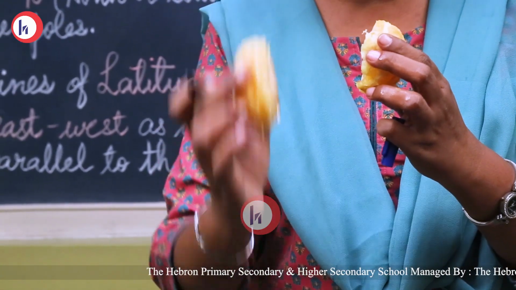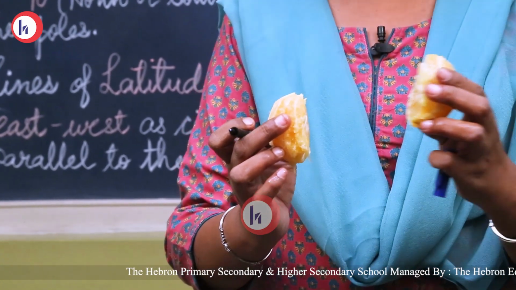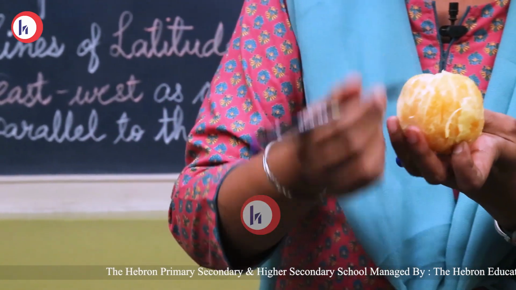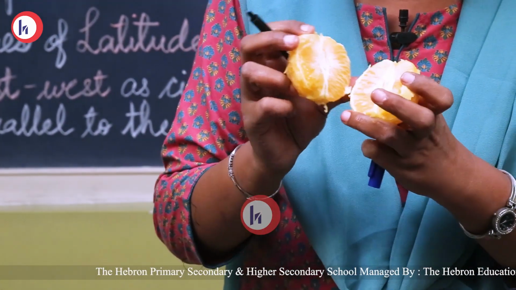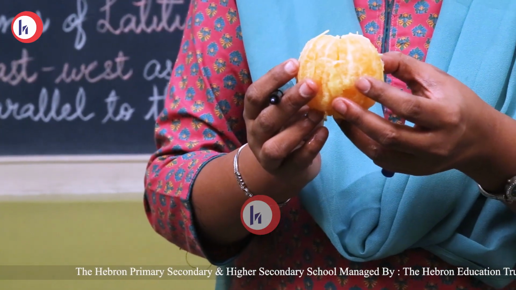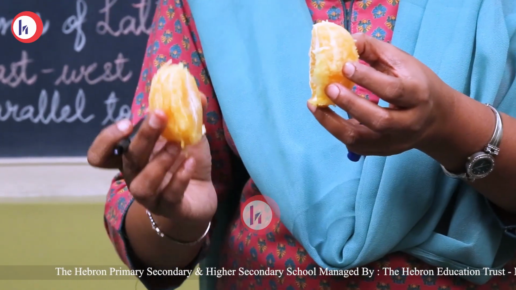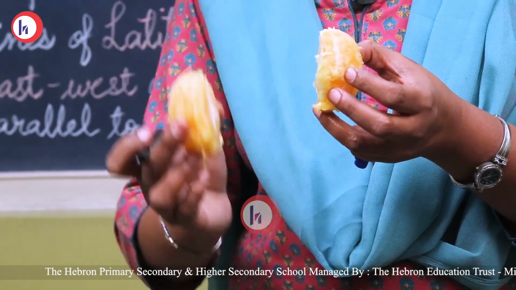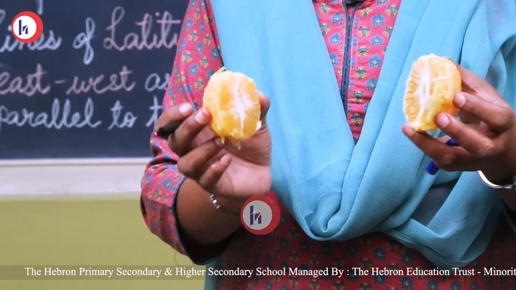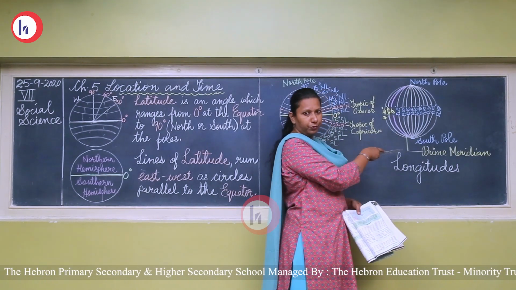180 longitudes in the eastern hemisphere and 180 longitudes in the western hemisphere. So these standing vertical lines on the globe of the earth are called longitudes. Look, now this earth is divided into two equal halves. I have 180 longitudes in the east part and 180 longitudes in the west part. Now I have drawn the figure of longitudes on the board.